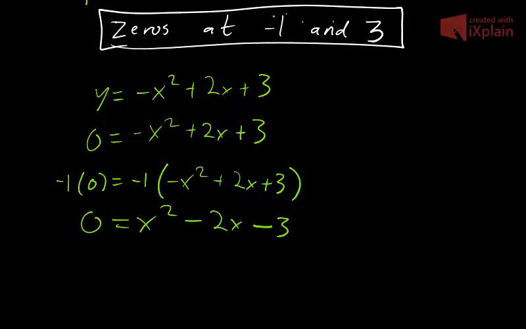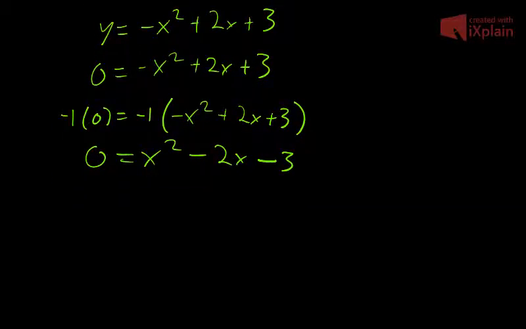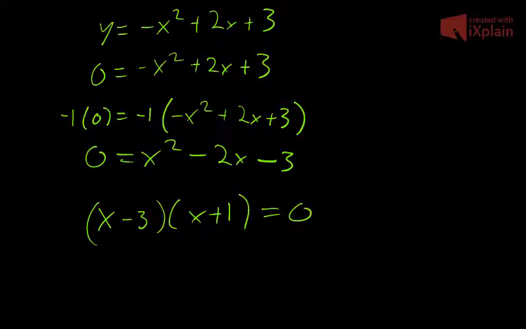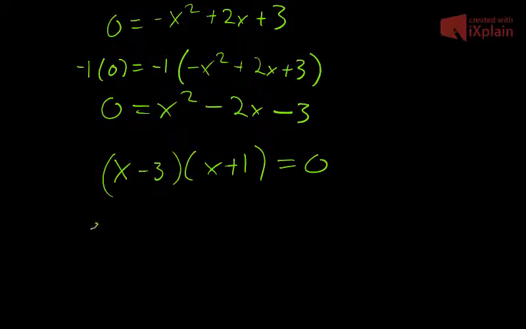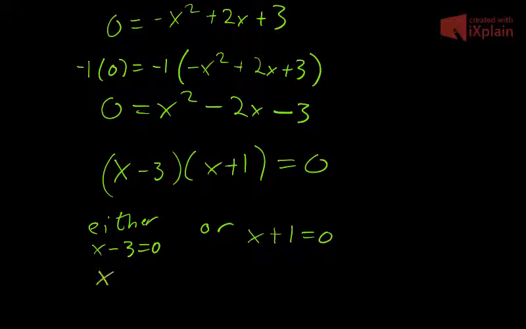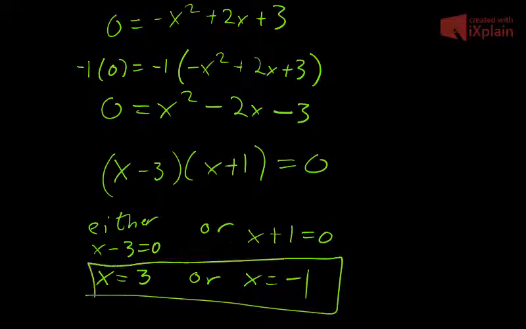And now if I want to factor this, I have to find two numbers that multiply to negative 3 and add to negative 2. So I would have x minus 3 and x plus 1 equals 0 still. And if I want these to equal 0, one of them has to equal 0. So 0 times anything is 0. So either x minus 3 equals 0 or x plus 1 equals 0. And these will be real easy to solve. x equals 3 or x equals negative 1. And that right there would be my answer for the zeros.